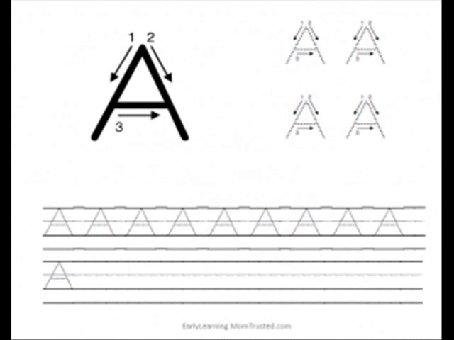This right here is an uppercase A. To write an uppercase A, you put your pencil at the top of the line, go down the left side and down the right side and through the middle. Or if you want to, you can go down the right side, down the left side, and through the middle. And once you are done, you will see that you have an uppercase A.